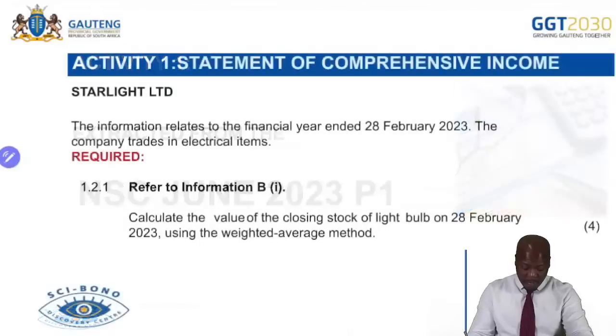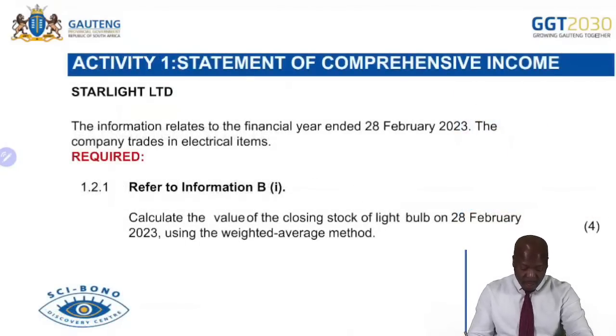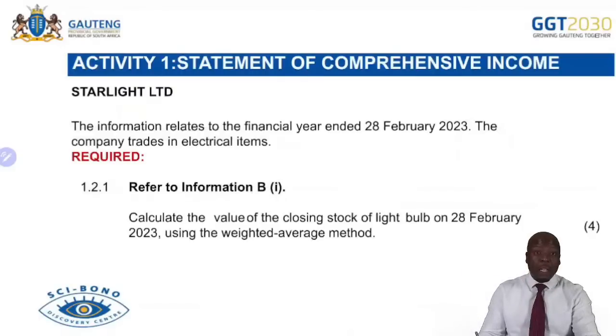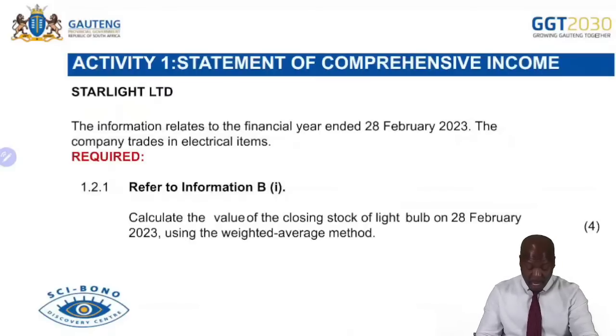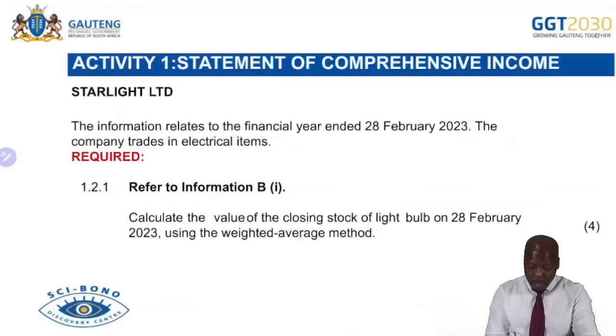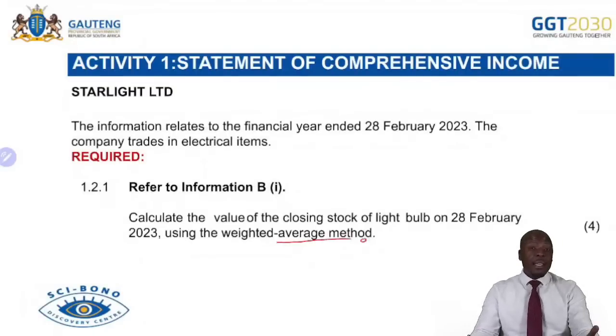Activity 1 then reads, Starlight Limited. The information relates to the financial year ended 28 February 2023. The company trades in electrical items. Required: 1.2.1. Refer to information B number 1. Calculate the value of closing stock of light bulbs on 28 February 2023 using the weighted average method. This is very important. You can see that we are in paper 1, yet we have a topic which is normally seen in your paper 2, that is your inventory valuation method.